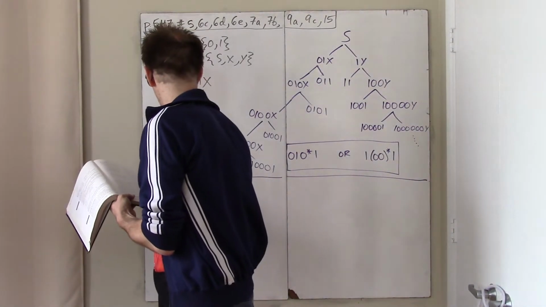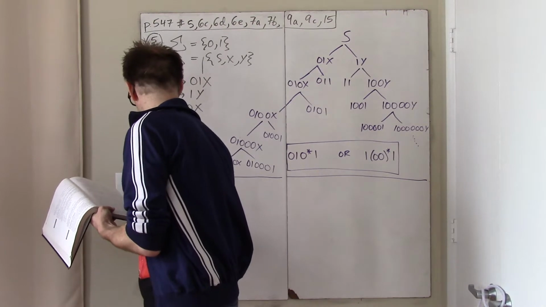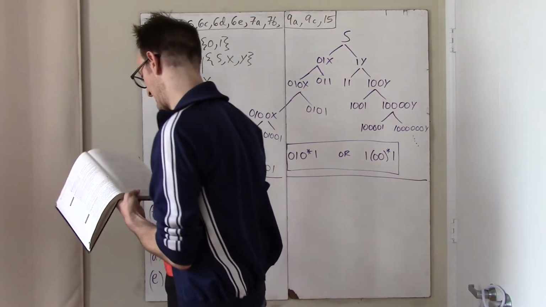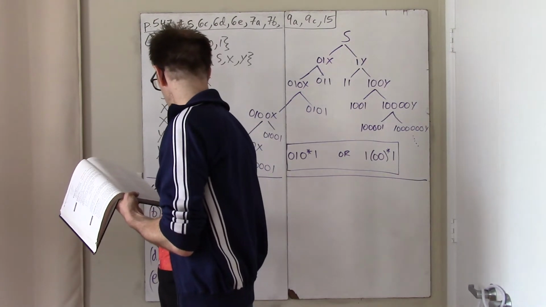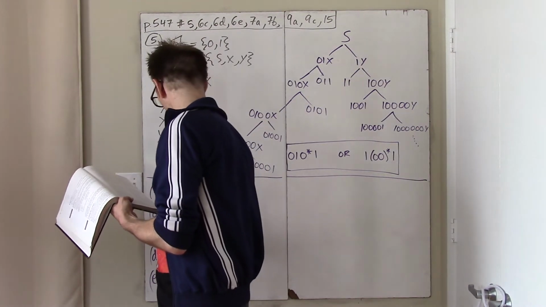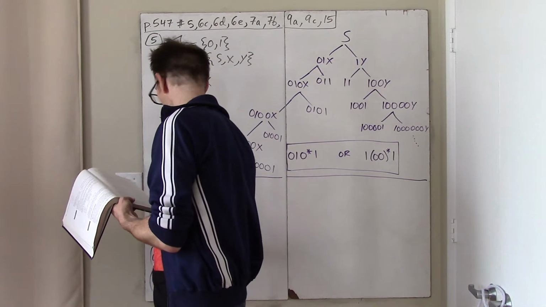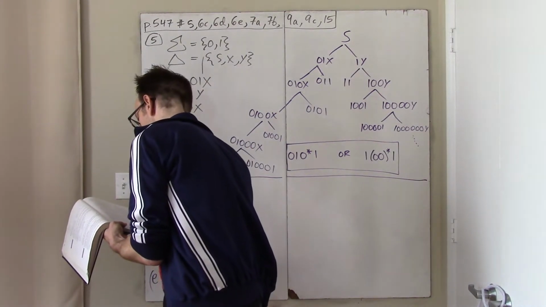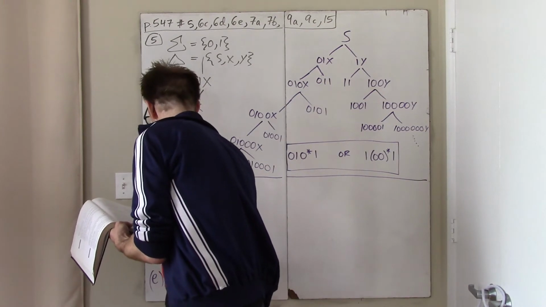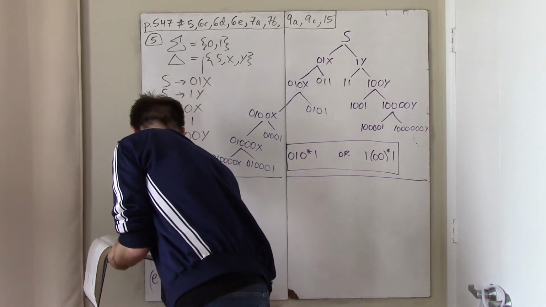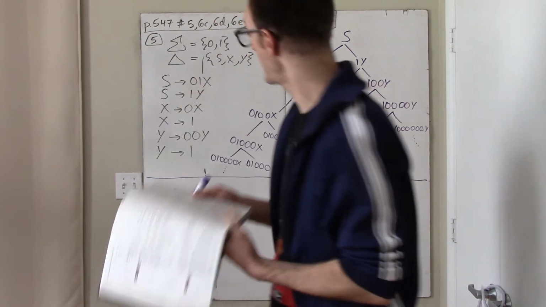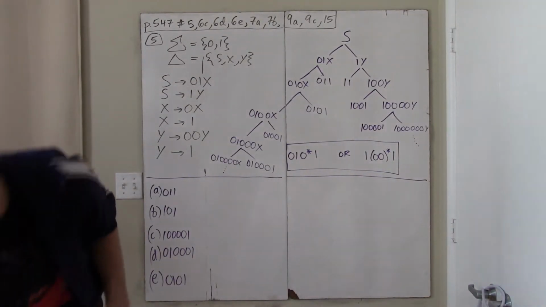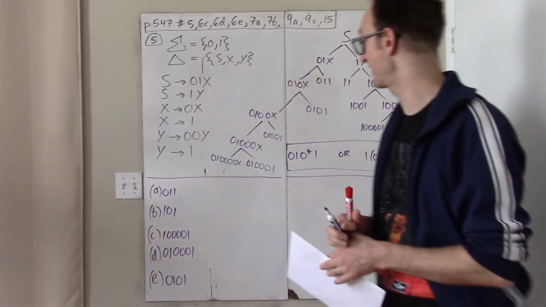So 0, 1, 1, let's see, B, C, D, E, something like that. So 0, 1, 1, 1, 0, 1, 1, 0, 0, 0, 0, 1, 0, 1, 0, 0, 0, 1, and 0, 1, 0, 1. Directions are, tell me whether these strings can be generated, and if so, produce a derivation.